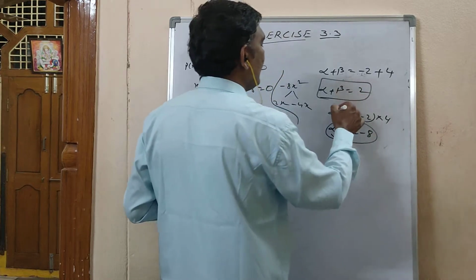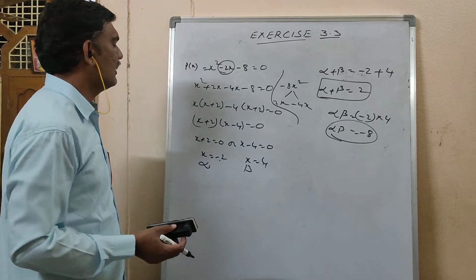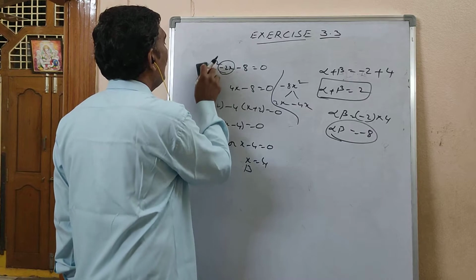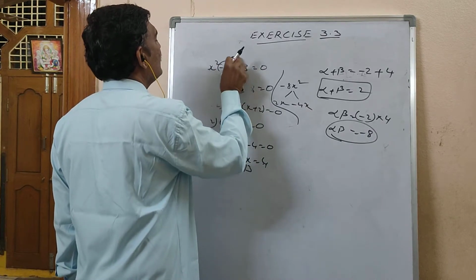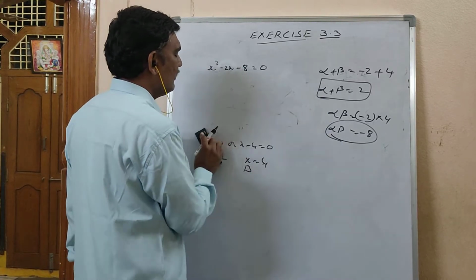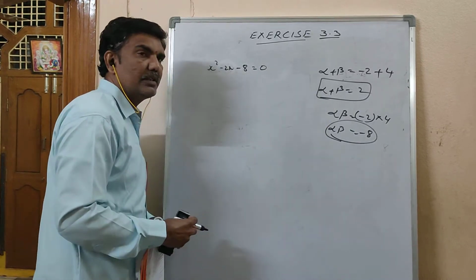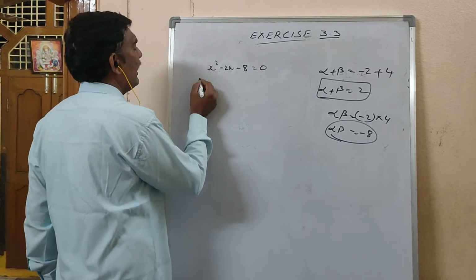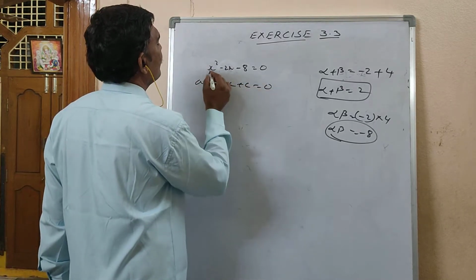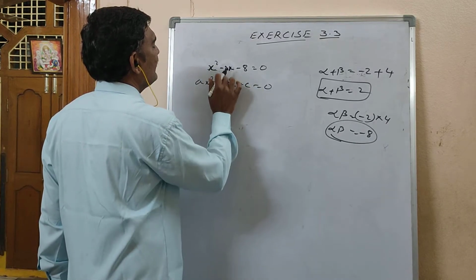So, using zeros, you found the sum of the zeros and the product of the zeros. Now, go with the formula. What is that formula? Just now we derived one formula for the sum of zeros and the product of zeros using coefficients. So here, compare the above with ax square plus bx plus c is equal to 0. This polynomial, compare with this one.